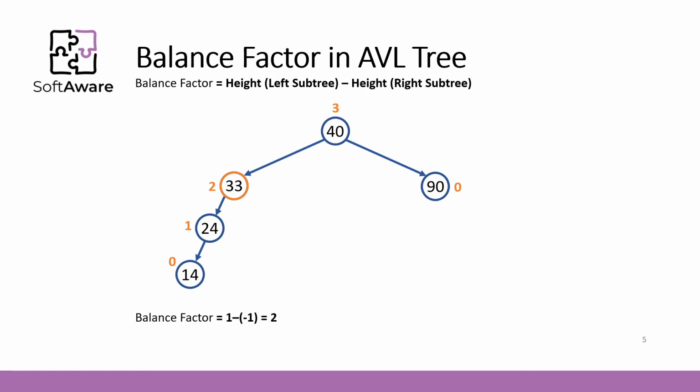It is because the difference between height of left subtree and height of right subtree from node 33 returns 2, because 1 minus -1 is equal to +2. So as we remember, to have a valid tree, we need to have balance factor of -1, 0, or 1. And any number exceeding these values will mean that our AVL tree is unbalanced. So what do we do then?